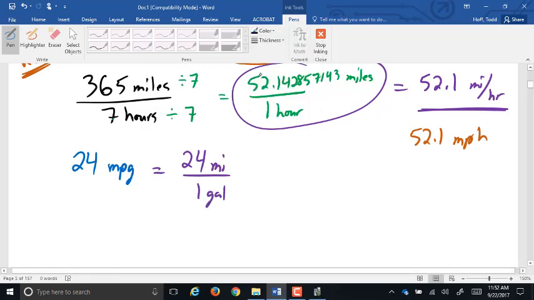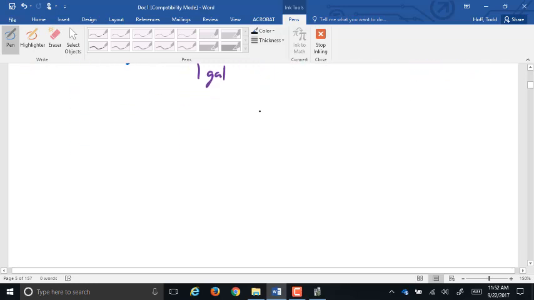Why is that relevant to you guys? Well, you might have an IV that's flowing at 30 milliliters per hour. To do any calculations with that, you have to realize that 30 milliliters per hour is 30 milliliters over 1 hour. That's the form it's going to be in for us to do any calculations.